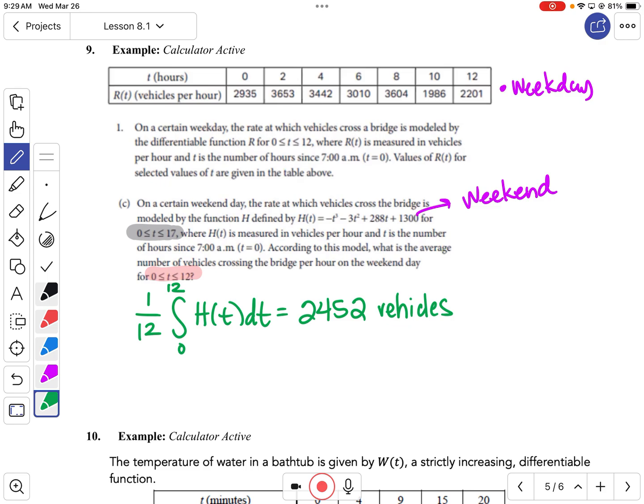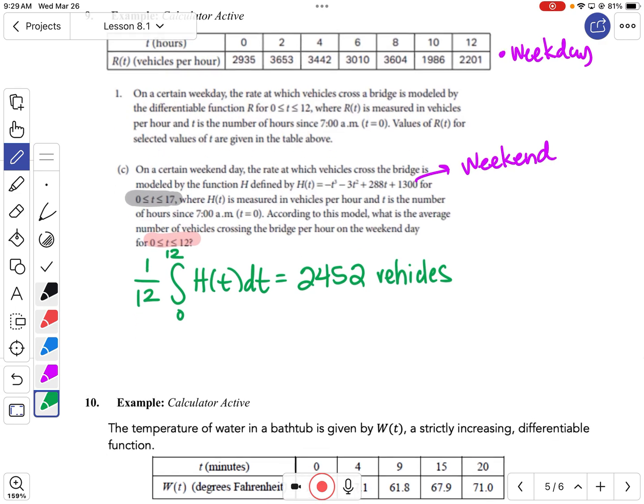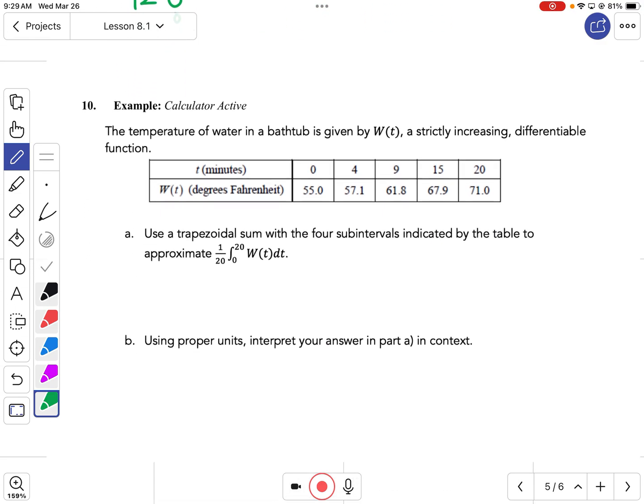Now, let's look at the next one. This is good because it's going to force us to go back and remember something else we haven't done in a hot minute, okay? So it's a really good question. It says the temperature of water in the bathtub is given by W of t, a strictly increasing differentiable function, all right? We're going to do two of the parts of this question. It's probably important that they told me it was increasing, all right? Probably has something to do with overestimates and underestimates, if I had to guess, okay?